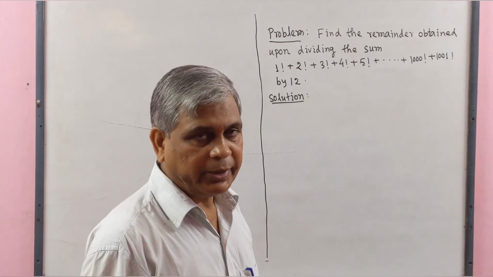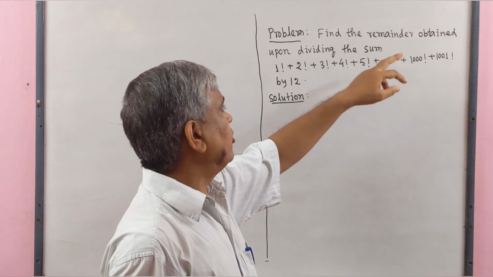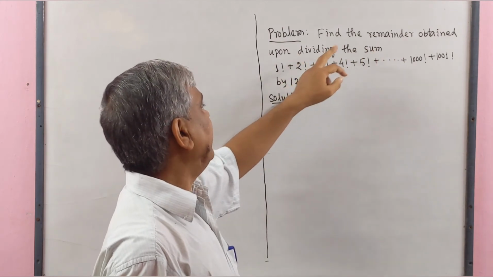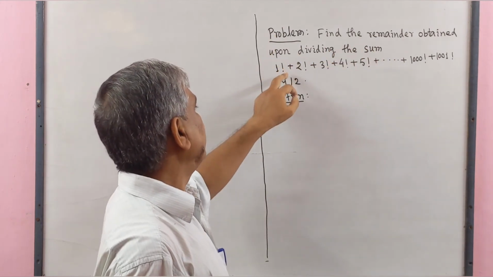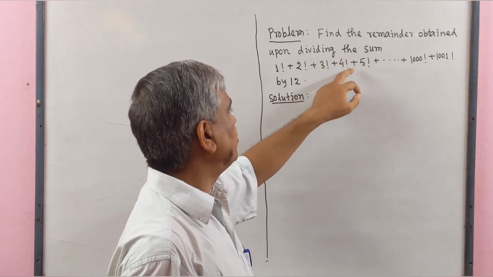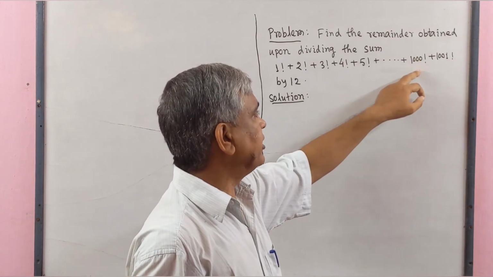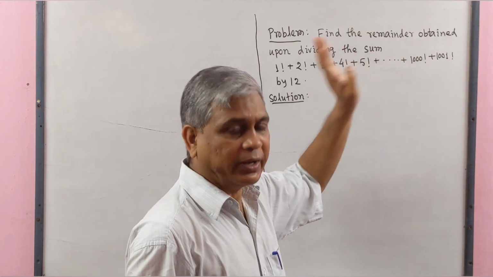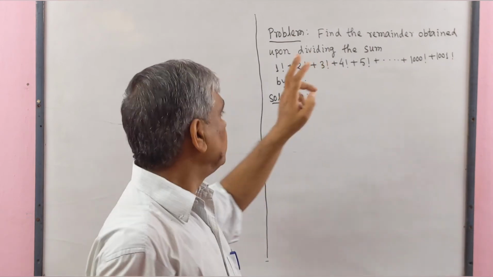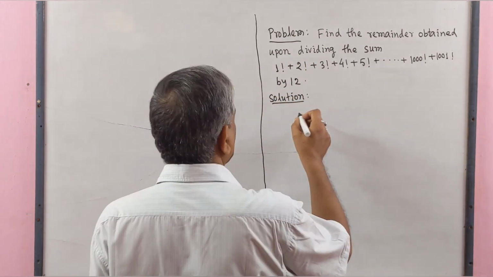Now we solve a problem. Problem is find the remainder obtained upon dividing the sum factorial 1 plus factorial 2 plus factorial 3 plus factorial 4 plus factorial 5 plus dot dot dot factorial 1000 plus factorial 1001 by 12. Now we solve this. Solution.